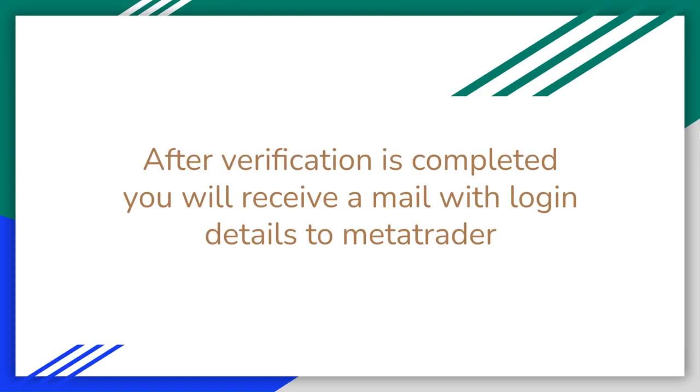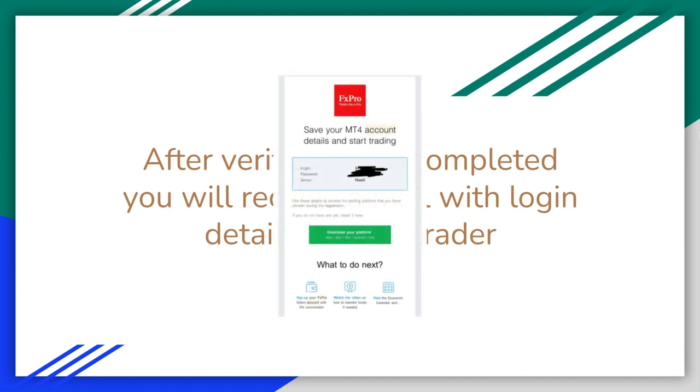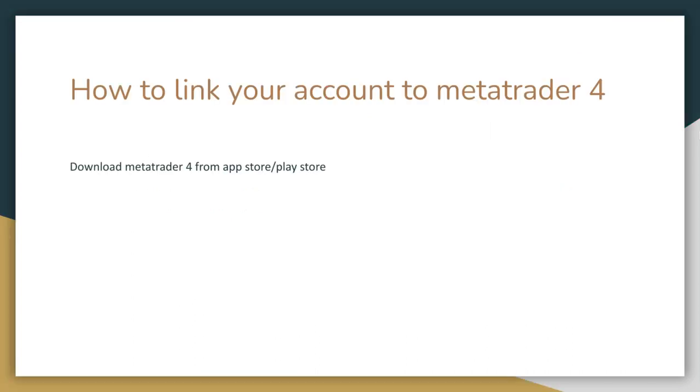After verification is completed, you will receive a mail with login details to MetaTrader. The verification requirement is that you attach a picture of your ID, and a bill which verifies that you actually live at the place you confirmed upon registration, with your name and a recent date. Then you're going to get this mail from FxPro, which gives you your login number, password, and the server. When you receive this mail, you go on the App Store or Play Store and download MetaTrader 4.